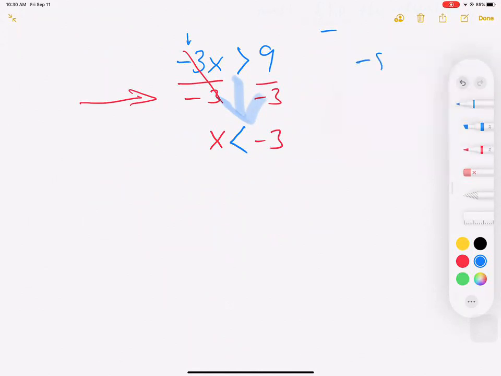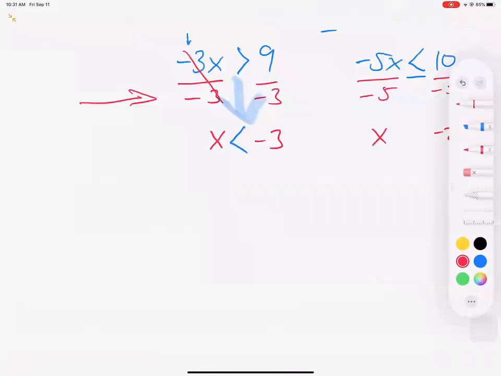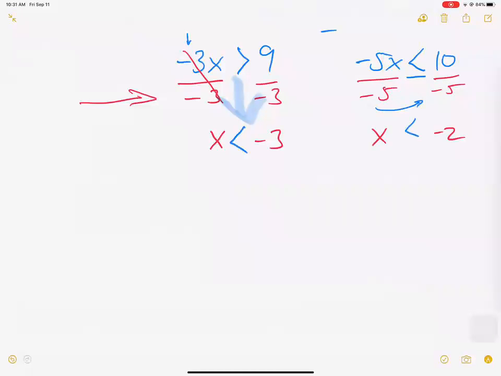If I say negative 5x is less than or equal to, let's say 10. We want to get rid of the negative 5. Opposite of multiply by negative 5 is divide. So I'm drawing my division sign on both sides. The 5s cancel out to become 1, and we're left with x and negative 2. Did we just divide or multiply across by a negative? We did. So we had to flip the inequality. Oh, sorry, I didn't flip it. We had to flip the inequality.